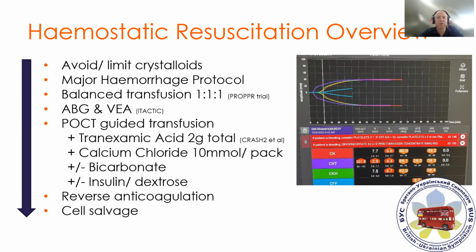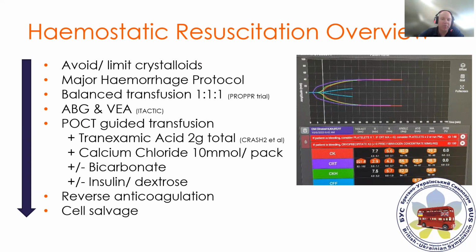We limit crystalloids as far as possible, and I'll come on to why in a second. We follow a major hemorrhage protocol for the institution. Now, all four London major trauma centres have a very similar major hemorrhage protocol, so it's standardised care. And this starts out with a balanced transfusion of 1:1:1 ratios after the PROPPR trial. So one of red cells, one of FFP, to one of platelets.